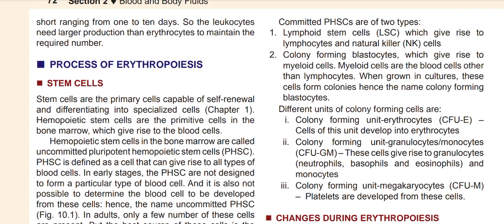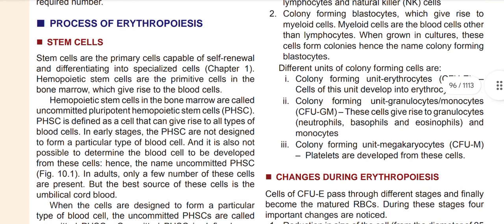And hematopoietic stem cells are the primitive cells in the bone marrow which give rise to the blood cells. So what is the stem cell present in the bone marrow which acts as a stem cell for the formation of blood cells? It is the hematopoietic stem cell. And the hematopoietic stem cell in the bone marrow is also called the uncommitted pluripotent hemopoietic stem cell. What is the term? Uncommitted pluripotent hemopoietic stem cell.